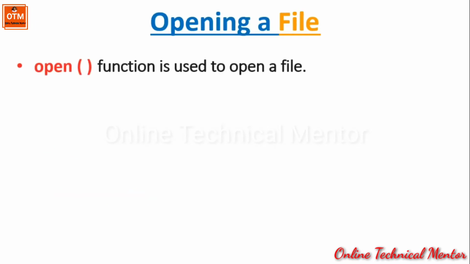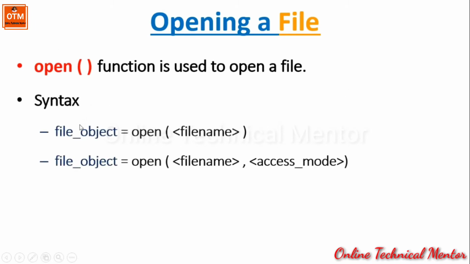Now let me show you how to open a file. For that, we require an open function. The open function is used to open a file, and this is the syntax of opening a file. We need a file object equal to the inbuilt open function, and within the brackets we need to specify the file name. There is an alternative syntax: file object equal to open, the inbuilt function name, within parentheses the file name along with an access mode.